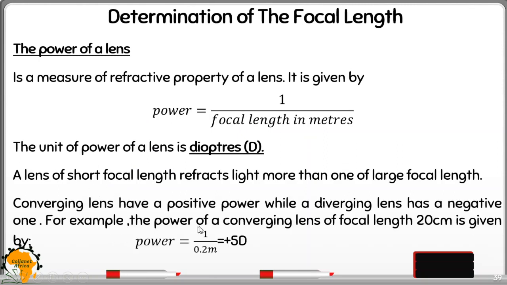We can have an example where you are supposed to calculate the power of a converging lens of focal length 20 centimeters. Remember, 20 centimeters must be in meters. So you convert first, and then you apply it in the formula, where you'll get that power is equal to 1 over 0.2 meters, which is plus 5 D. Remember, we insist that for the converging lens, the focal length is positive. If we are calculating for the concave, we would consider it to be negative.